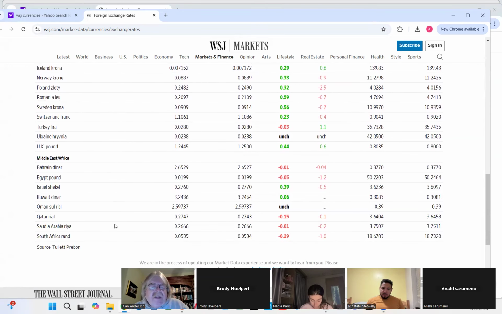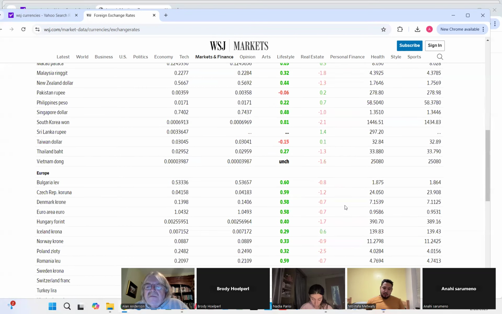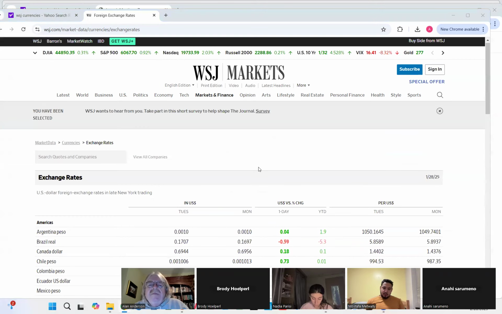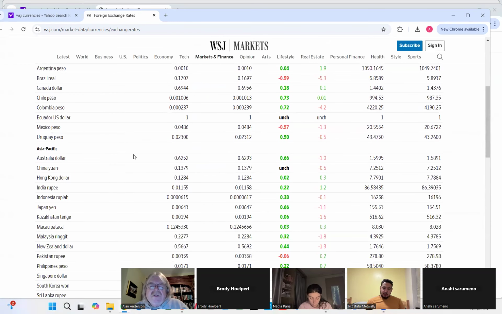If you go to the Middle East, each Saudi Arabian rial is worth over $3.75. The South African rand is worth over $18. So you never know. Look at that. The Egyptian pound, 50. So anyway, if you really need to research these exchange rates, this is a good place to get them, on the Wall Street Journal.